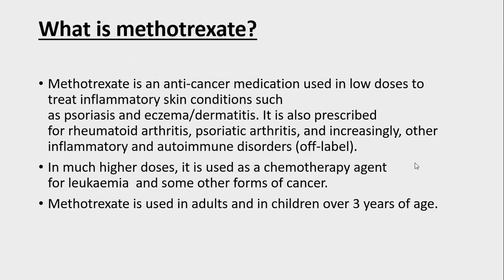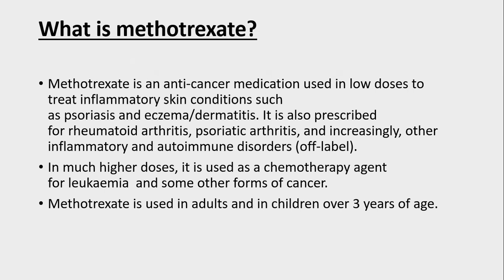What is methotrexate? Methotrexate is an anti-cancer medication which is used in low doses to treat inflammatory conditions such as psoriasis or eczema. So, in high doses, it's an anti-cancer drug, and in low doses, it's an anti-inflammatory drug.